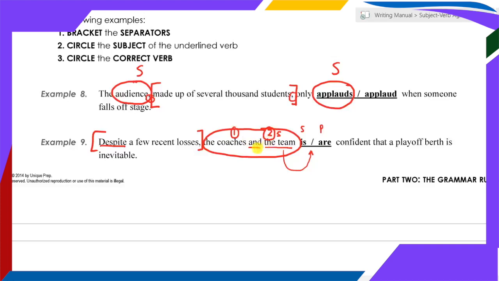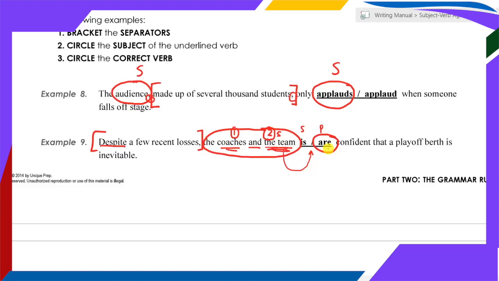You have a compound subject joined by and. That is going to supersede the fact that you have this singular team. You have a plural subject made up of multiple coaches and the team, so you need the plural verb here, are. The coaches and the team are confident, not the coaches and the team is confident.